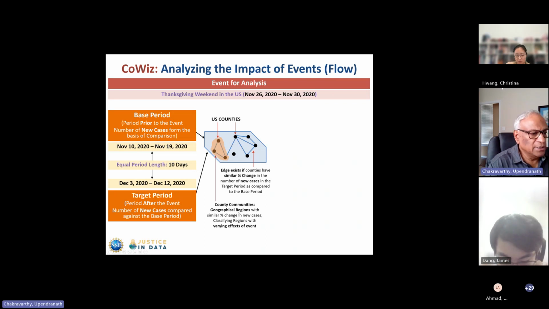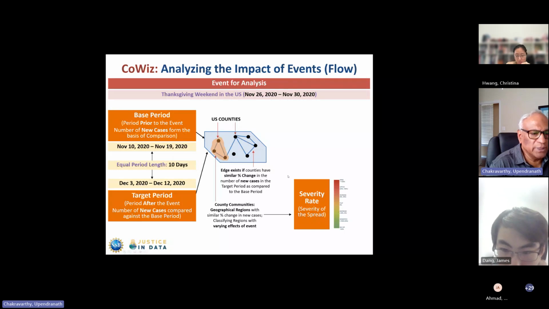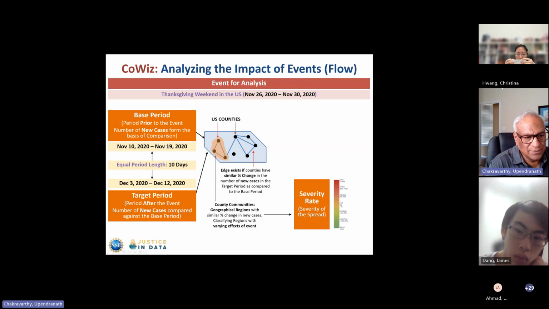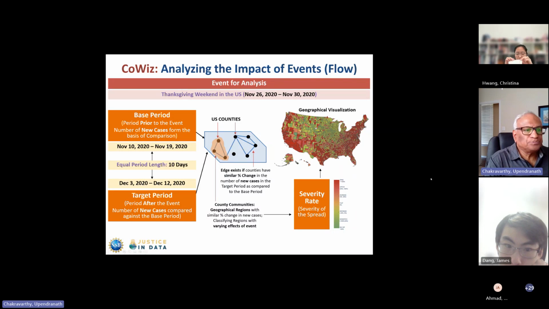So for county communities, geographical regions with similar needs, we took what are called communities. We compared the detected communities in this graph and then showed them. Severity rate: if there was no change, it is flat. Then there is a decrease, a downtick, a big drop. Similarly, on the other side, you have an increase, an uptick, and a spike. These are the different colors used for representing it. And the final visualization comes like this.